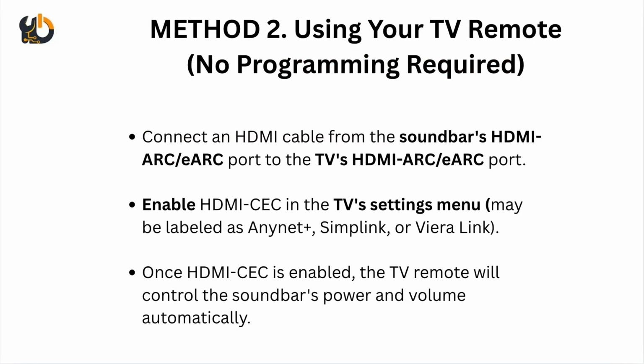Second method is using your TV remote. Connect an HDMI cable from the soundbar HDMI ARC or eARC port to the TV's HDMI ARC or eARC port. Enable HDMI CEC in the TV setting menu. May be labeled as AnyNet Plus, Simplink or VRA Link. Once HDMI CEC is enabled, the TV remote will control the soundbar power and volume automatically.